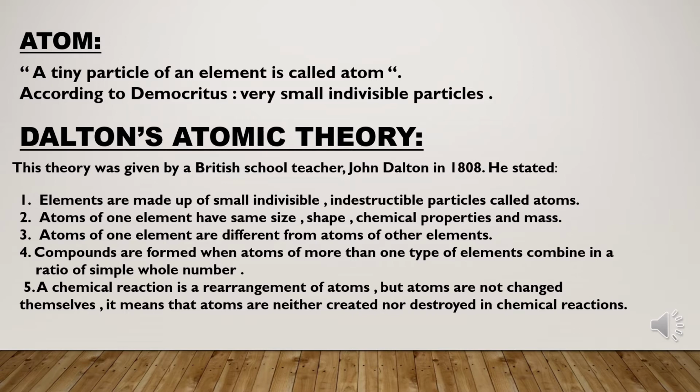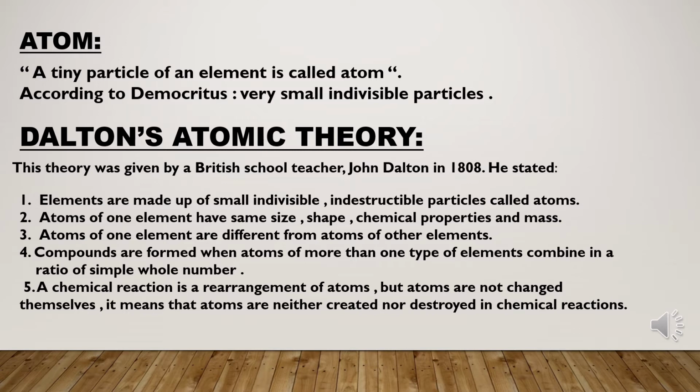Dalton's atomic theory. This theory was given by a British school teacher, John Dalton. He stated that elements are made up of small particles which cannot be destroyed and which cannot be divided, and these particles are known as atoms. Atoms of one element have same size, shape, chemical properties and mass. We know that one element has so many atoms in it, so all of the atoms will have same size, shape and mass.